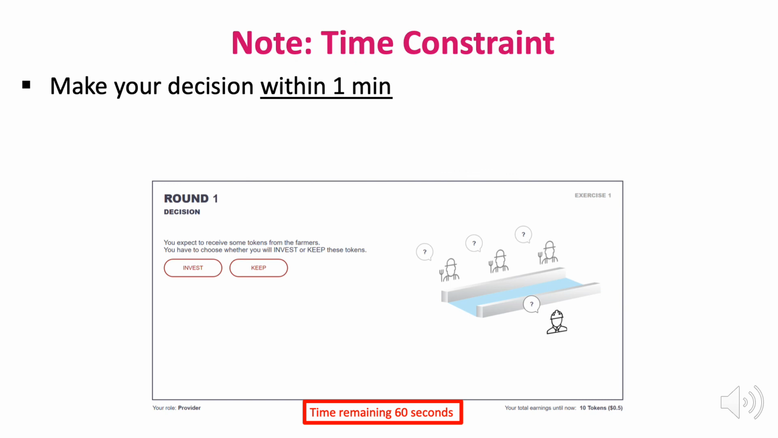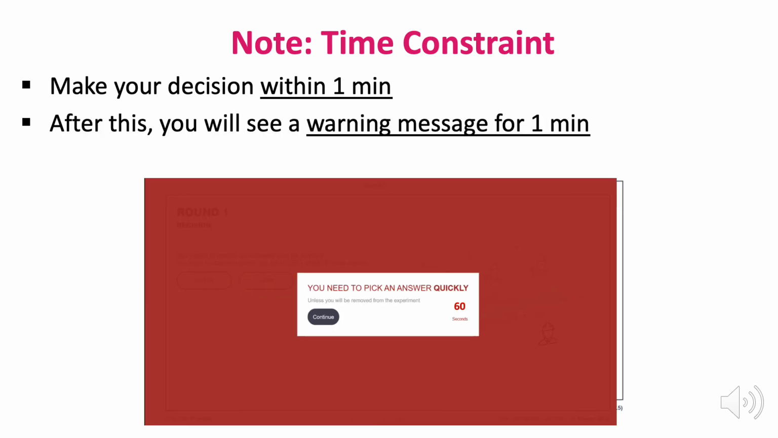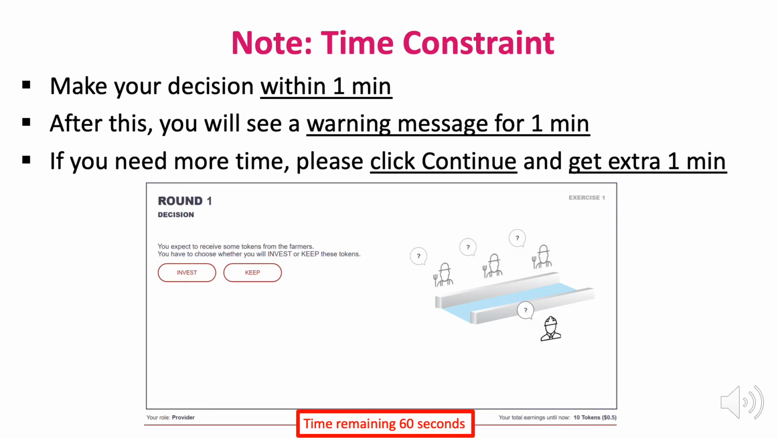Please note that there is a time constraint for each decision. Both the farmers and provider need to make the decision within 1 minute. If you don't decide within 1 minute, you will see a warning message for another 1 minute. If you need more time, you can click on the continue button in the warning message and get another 1 minute to make your decision. If you don't make any decision, even for the additional time, you will be removed from the experiment.